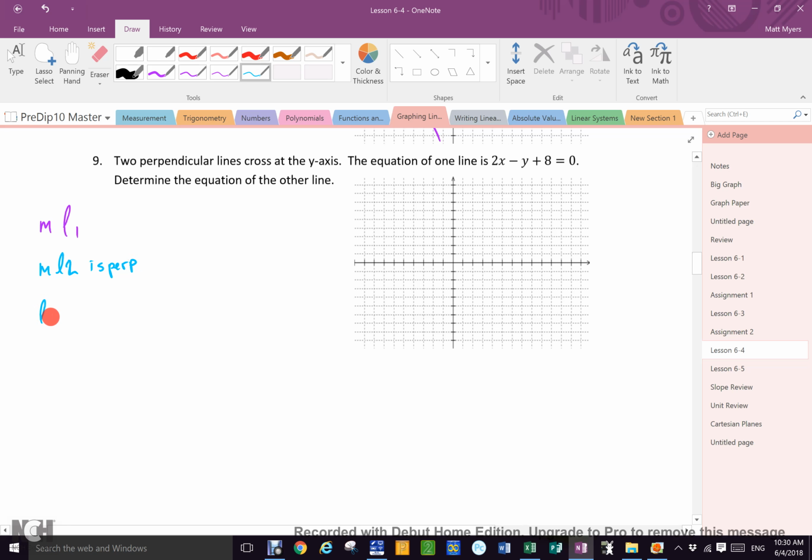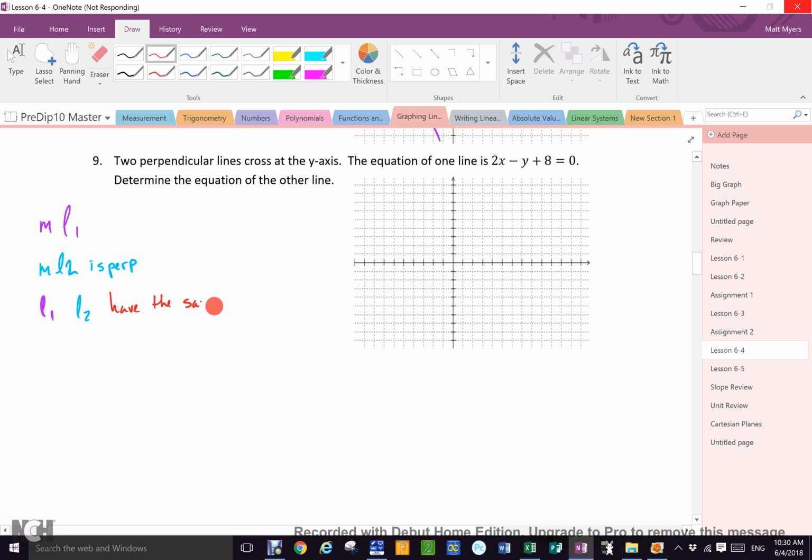So line 1, line 2, have the same y-intercept. Yeah? Now, what is every single y-intercept?